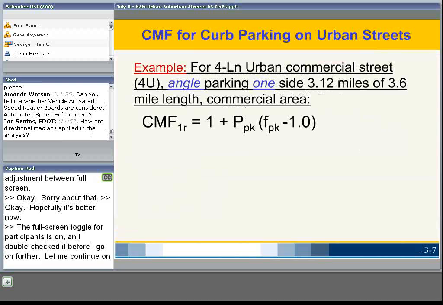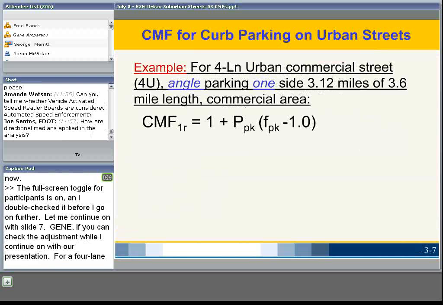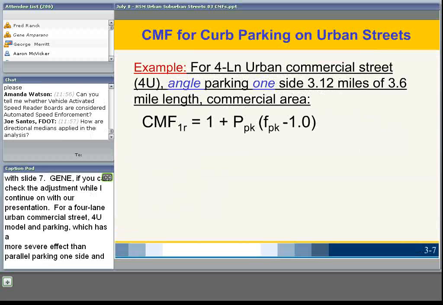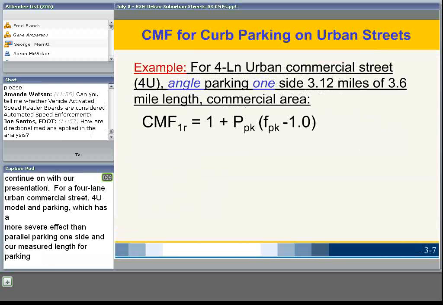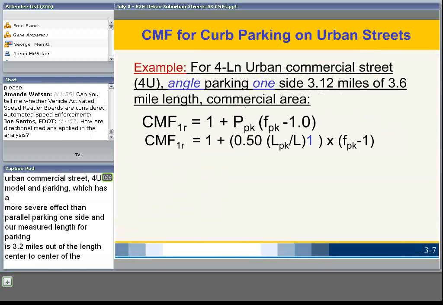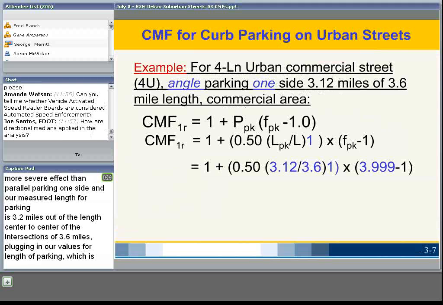Fred, this is George. Let me interrupt you real quick. I'm getting several messages on the screen that we're having problems, that people can't see the screen. It's been activated. They should be able to see the screen now. Have the toggle to adjust between full screen. Okay. Sorry about that. Okay, hopefully it's better now. The full screen toggle for participants is on, and I double checked it before I go on any further.